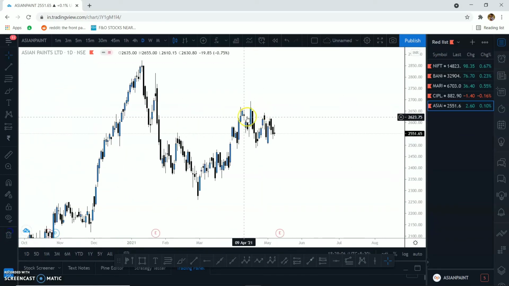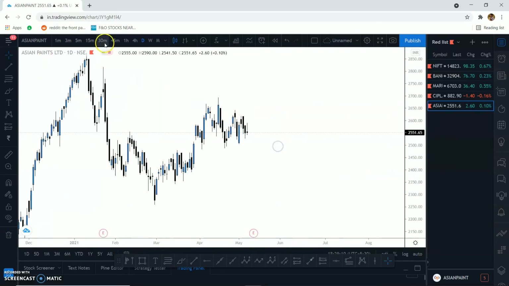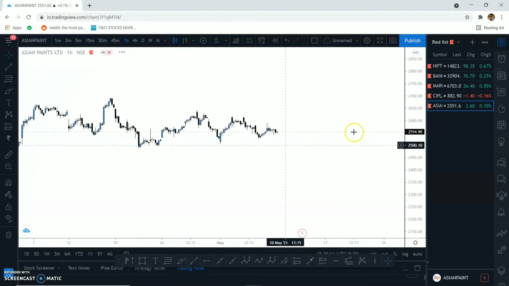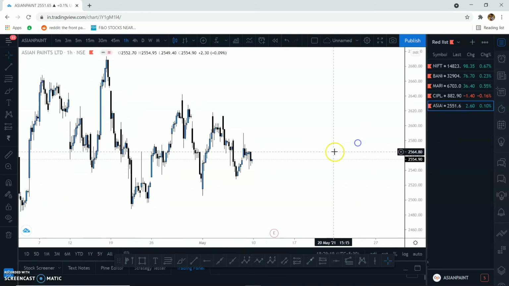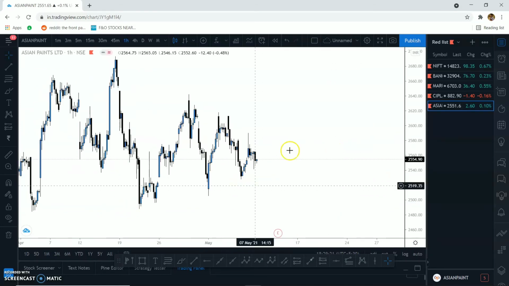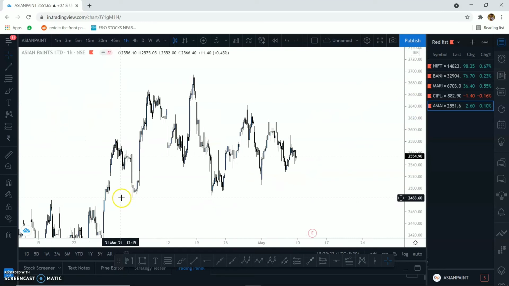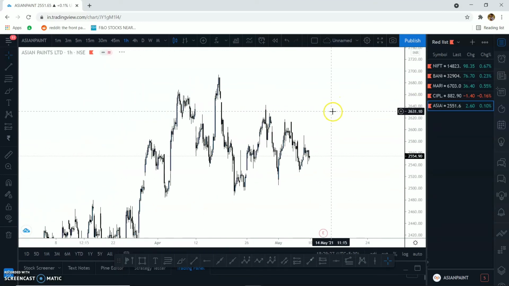However, now the 4-hour time frame is also in a downtrend. I'll go to the 1-hour time frame as of now. 4-hour is in a downtrend. On the 1 hour, this was the low here. I'm not happy with the 1-hour uptrend as well.